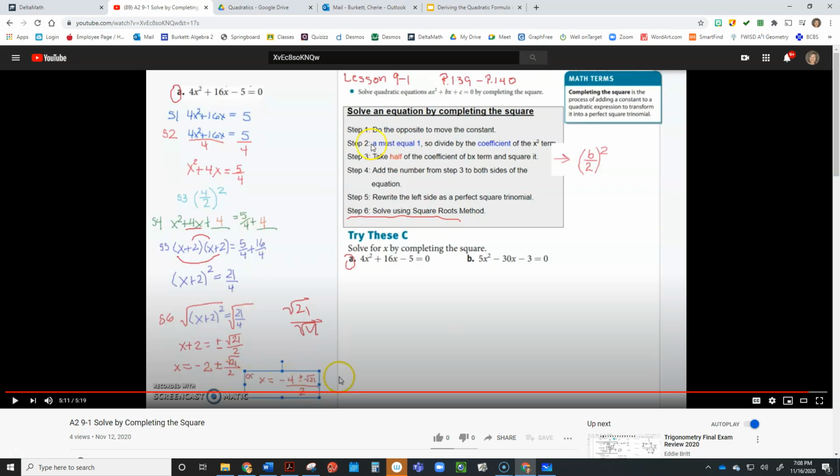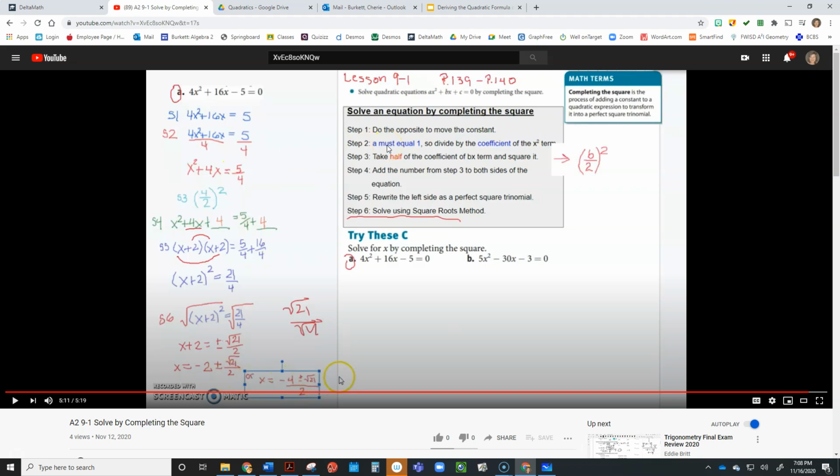Then step two, she said the value of our a, which is the number in the front right here, must equal 1. So you have to divide by whatever the coefficient is. So she divided this by 4, she divided this by 4, she divided this by 4. And this is what she ended up with.